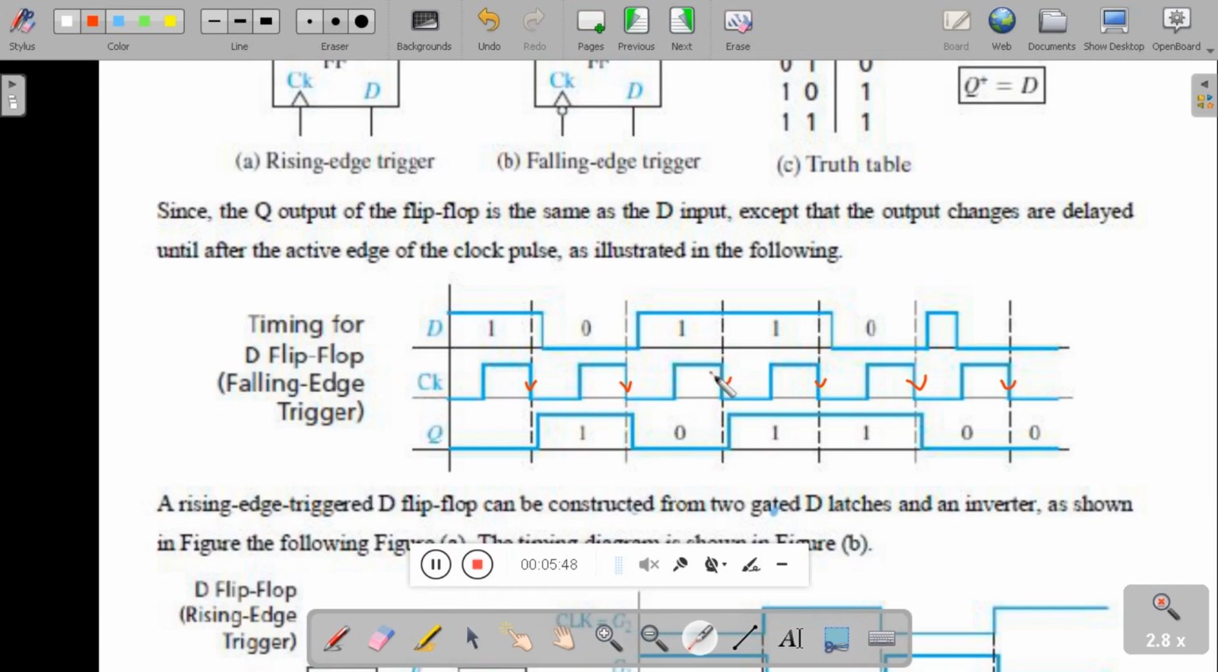At this stage, the data input is 1. So output will change its state from 0 to 1. Once again, during the next negative edge, data input is 1. So output will remain 1 during the next clock cycle, till the next negative edge. At this negative edge, data input becomes 0, so output changes to 0. So in this way, this continues.